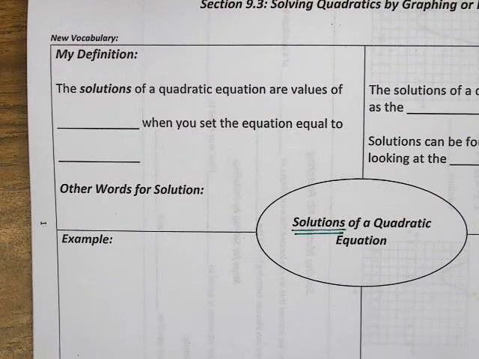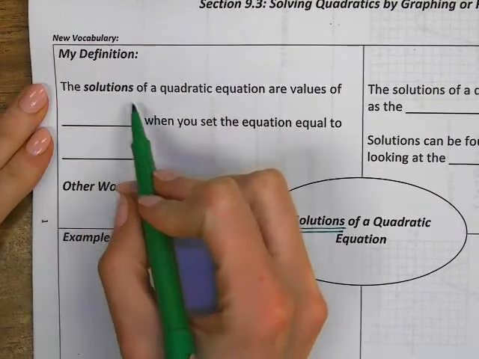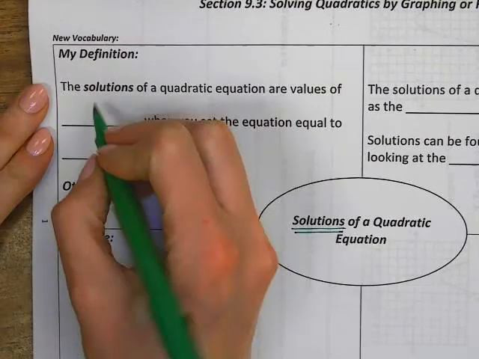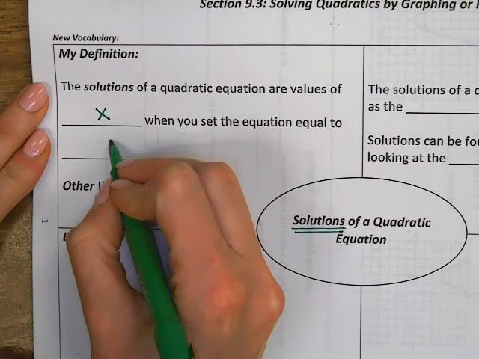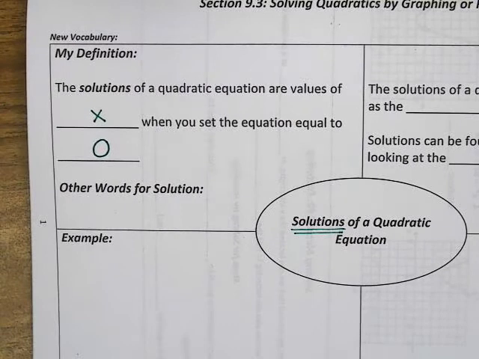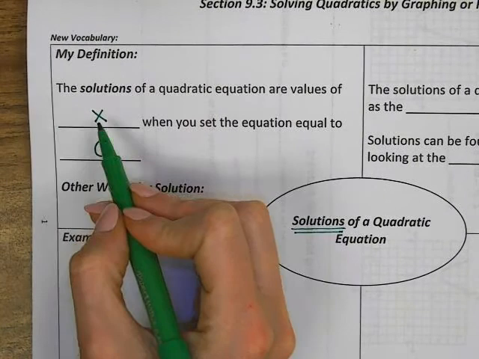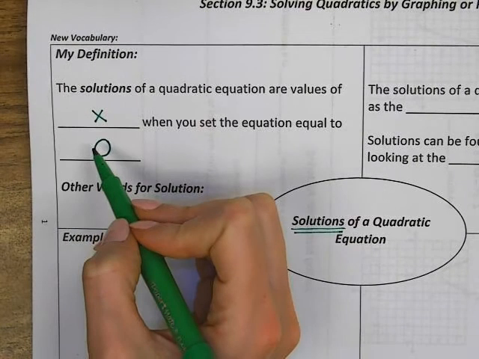So first of all, what are solutions? Solutions of a quadratic equation are values of x when you set the equation equal to 0. So when we say find the solutions, you're solving for x, and the equation must equal 0.